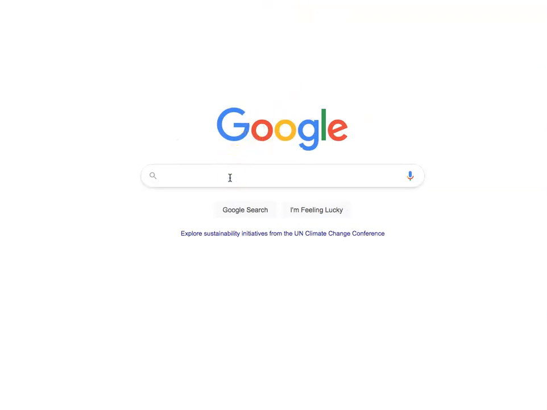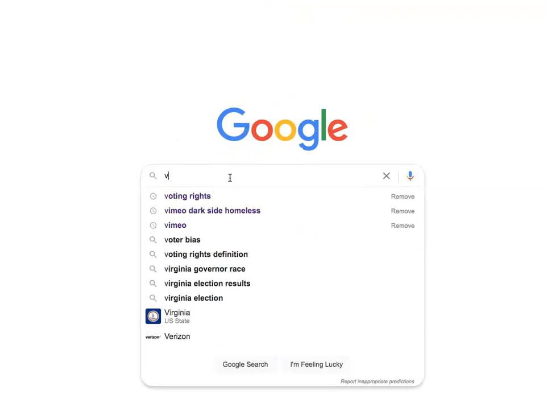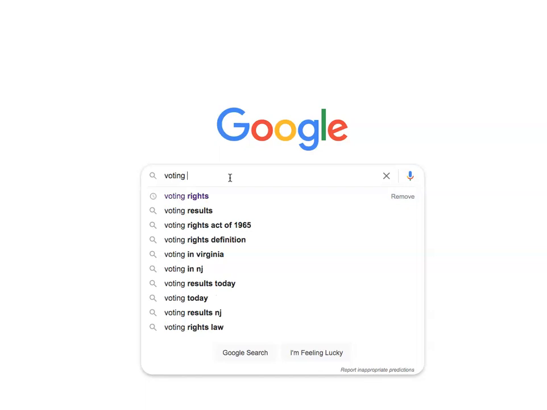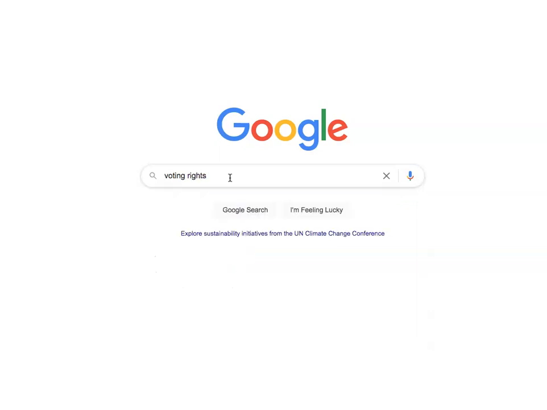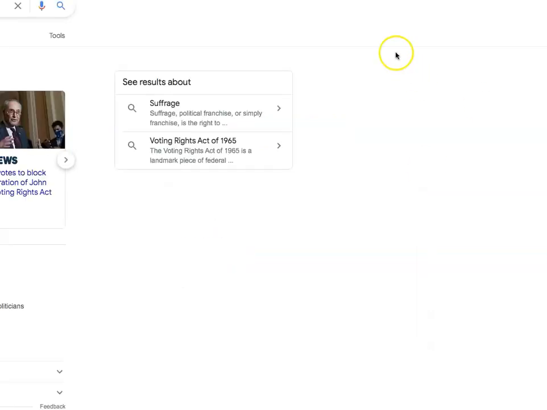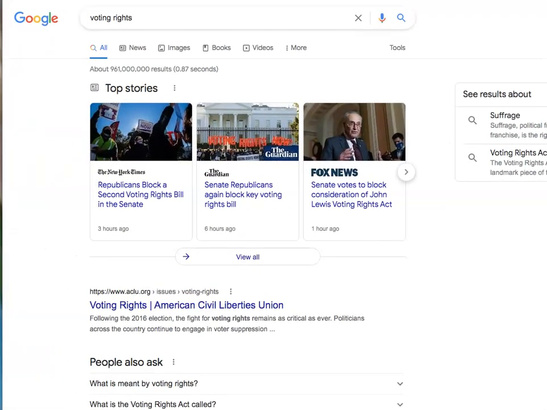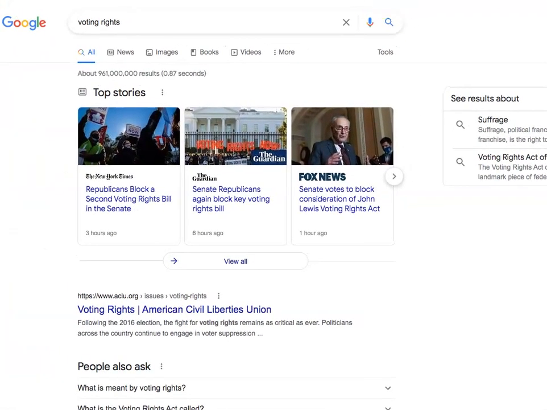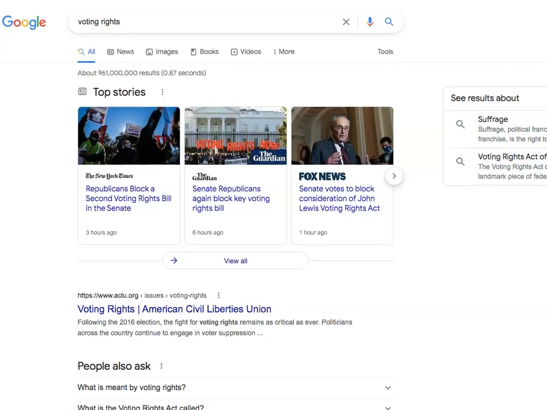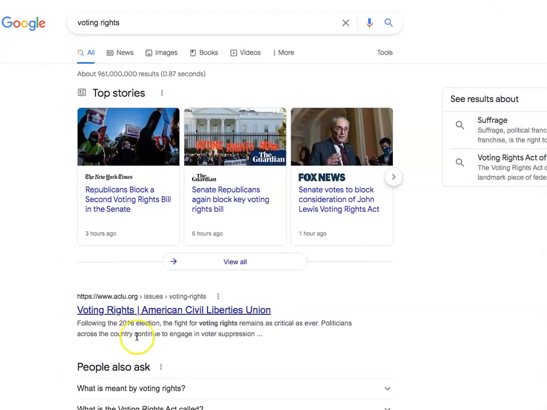So I'm going to use voting rights. As you can see, as I start typing, it does start giving me some ideas. If I haven't narrowed down my topic, I might look at some of those, the law and legislation parts or whatever. We will see that Google changes a lot. Like right now we see results about suffrage. That's another way to approach voting rights. And of course we have the Voting Rights Act of 1965. There's currently some top stories going on, and that's placed at the top.